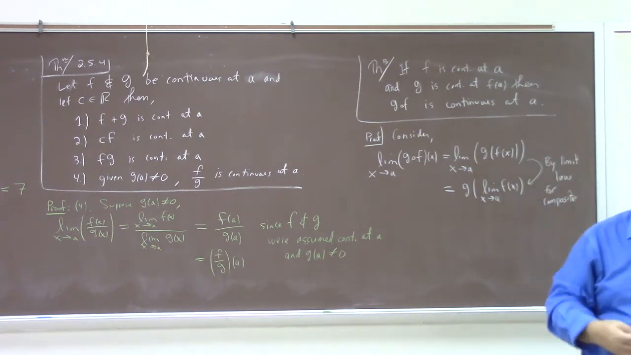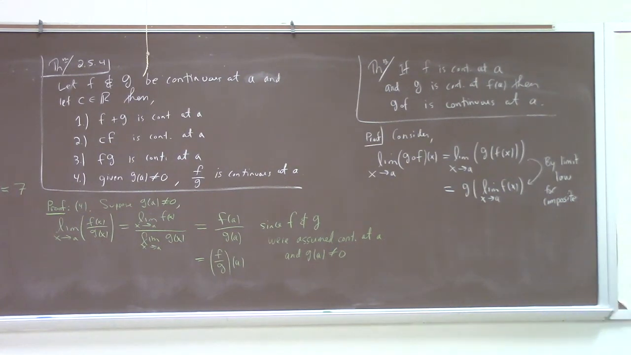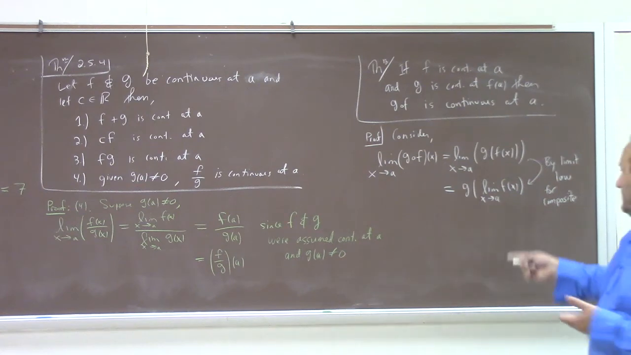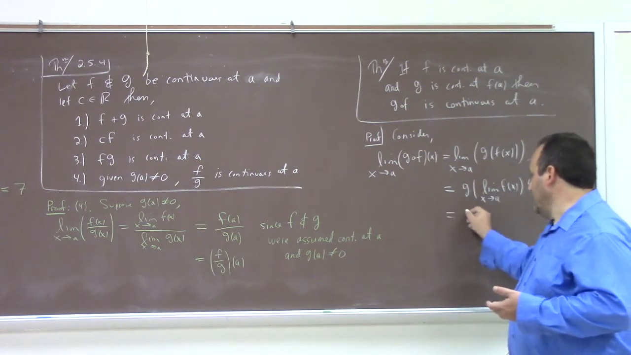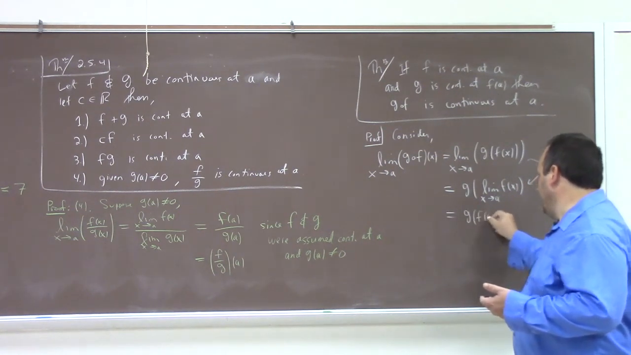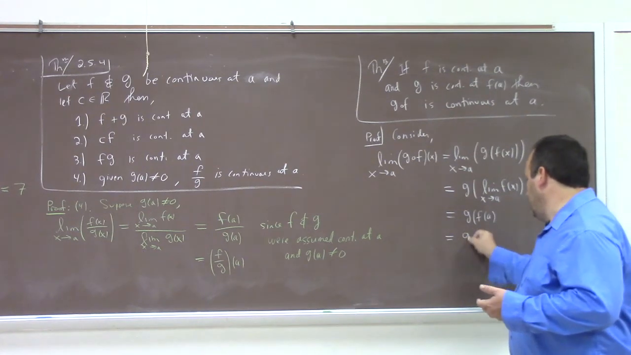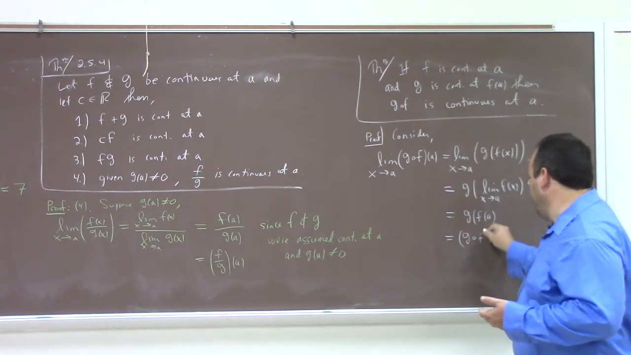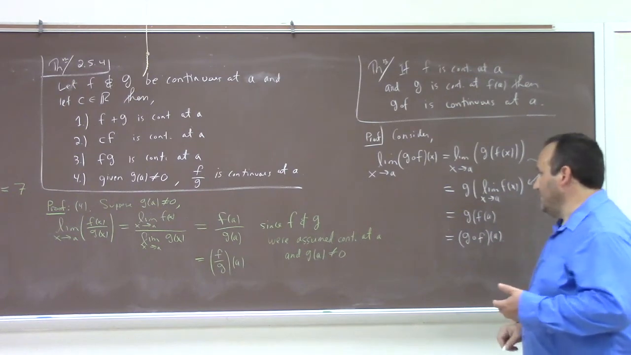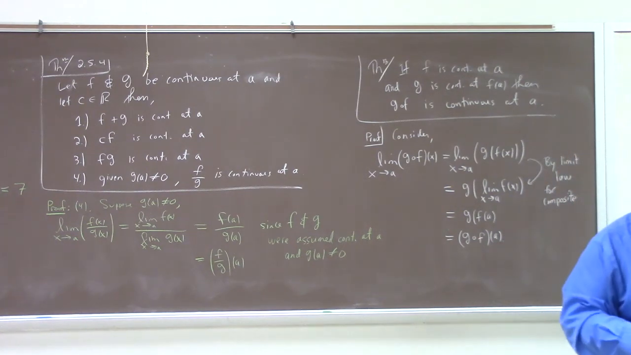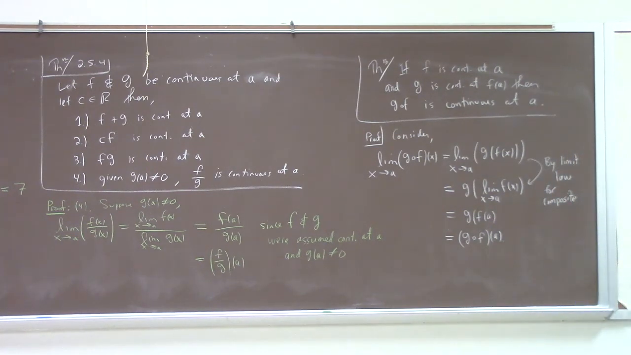But what is the limit as x goes to a of f of x? Well, that is equal to f of a, because we're assuming f is continuous. So this is f of a. So we have g of f of a, which of course is g composed with f of a. So that proves that g composed with f is continuous. So the composite of continuous functions is continuous.